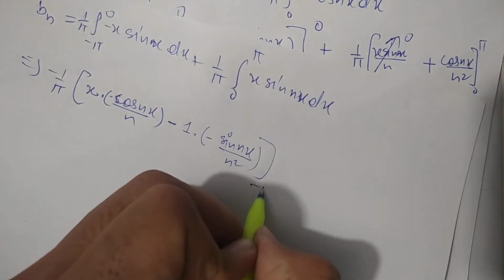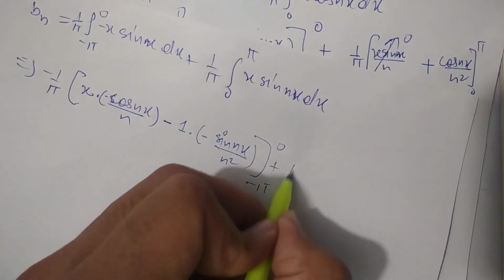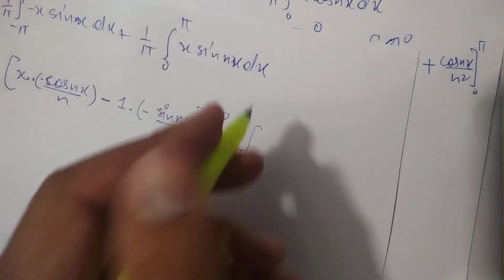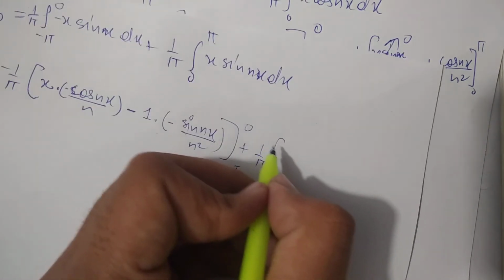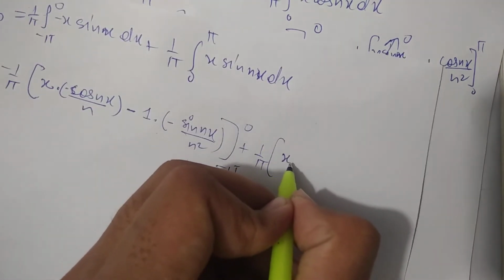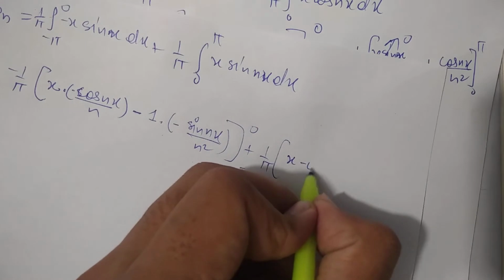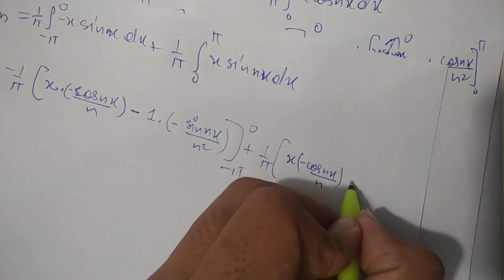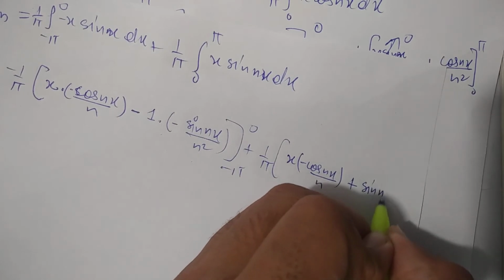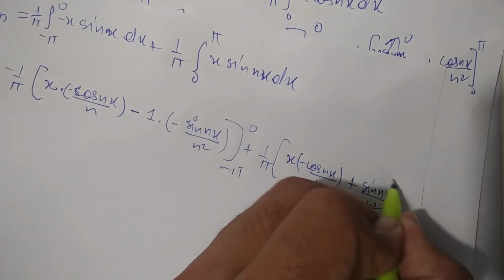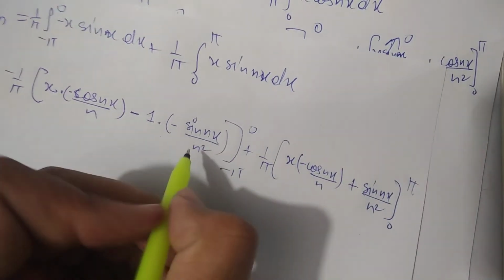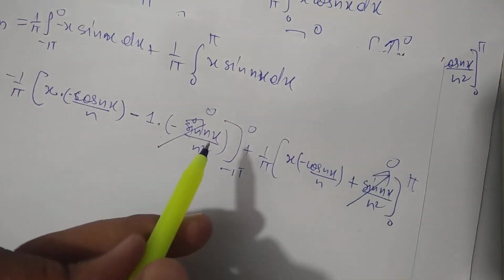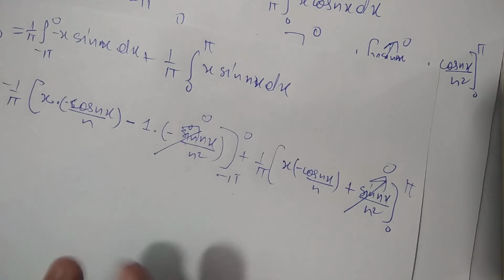Now putting the limits from minus pi to 0 plus 1 by pi, so x sin nx integration is there, so I will put same value as it is, so this value will turn into x times minus cos nx by n, and minus minus will add on, so sin nx by n square. Now put the limits from 0 to pi. Okay, so minus sin nx by n square will be cancelled out, and this value will also be cancelled out, as sin 0 is 0 and sin n pi is 0 also.